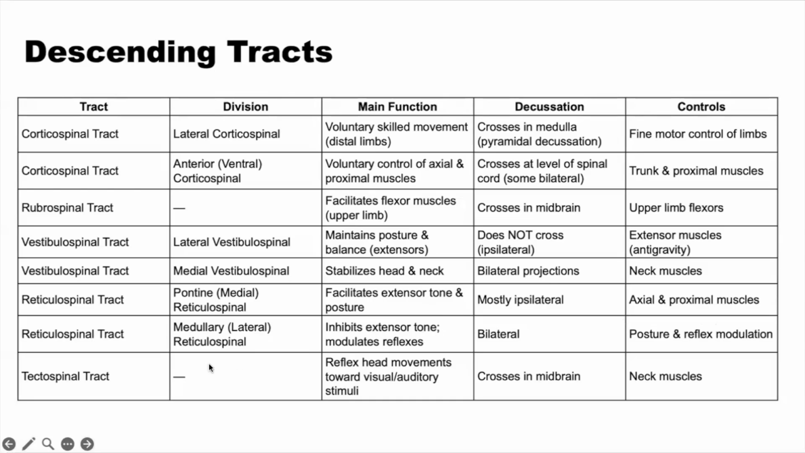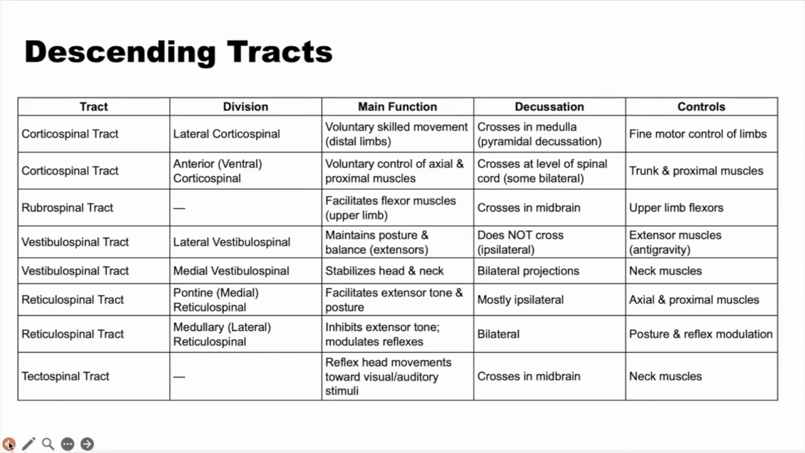And the tectospinal tract starts from the tectum of the midbrain, and it is mainly for head movements in response to visual and auditory stimuli. Whenever you hear something, your head moves towards that direction, and the crossing over takes place in the midbrain. It is mainly for neck muscles.